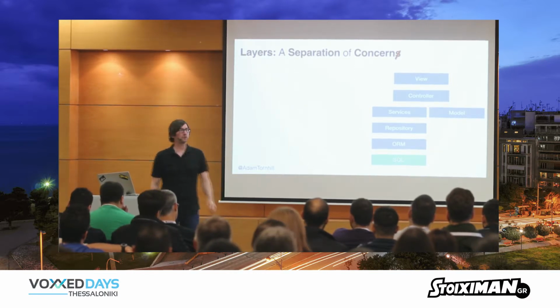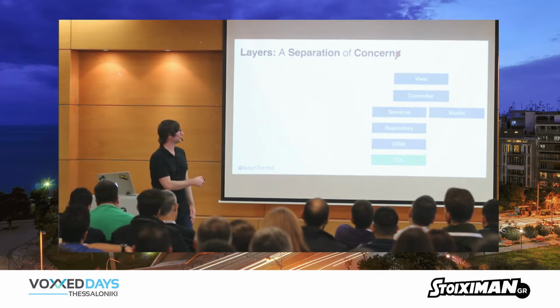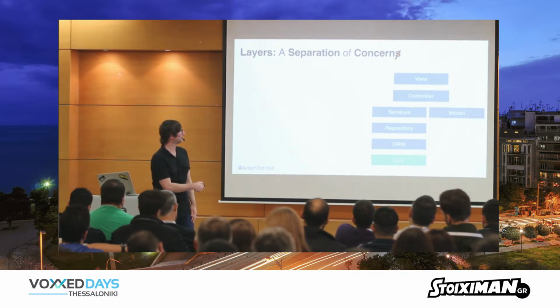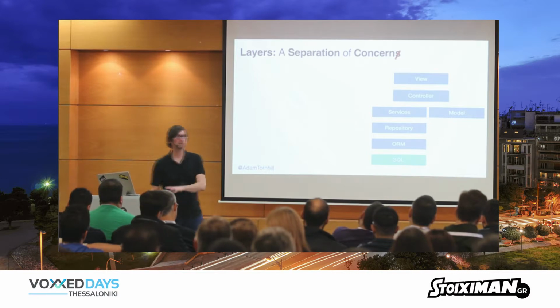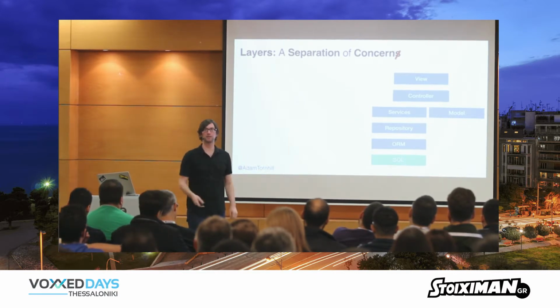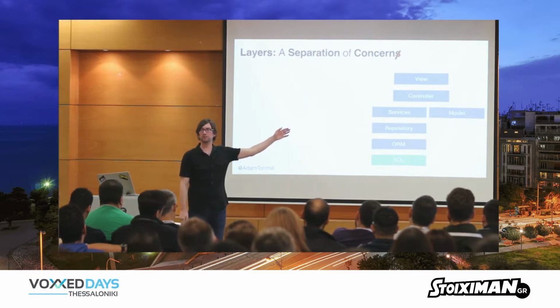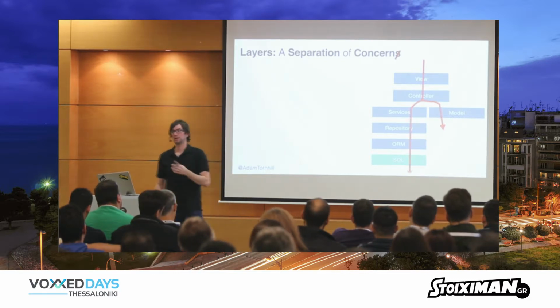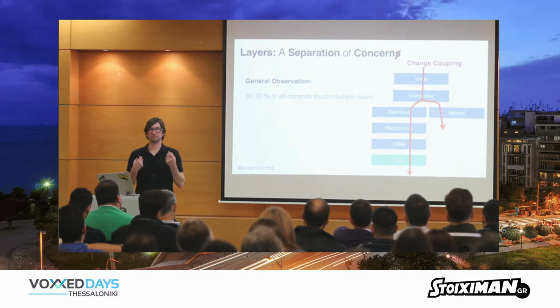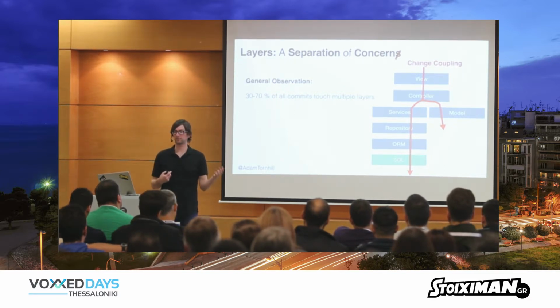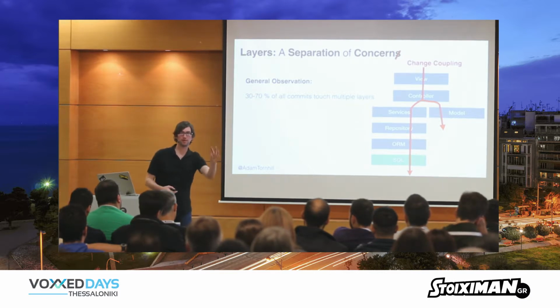All right, so if we want to look at change coupling on this level, we consider each layer here as a logical component. We aggregate all contributions to that layer, and then we look at the change patterns. What do you think the change patterns look like in a layered architecture? Something like this. In fact, I have found that in layered architectures, 30 to 70% of all commits tend to ripple through the whole stack.